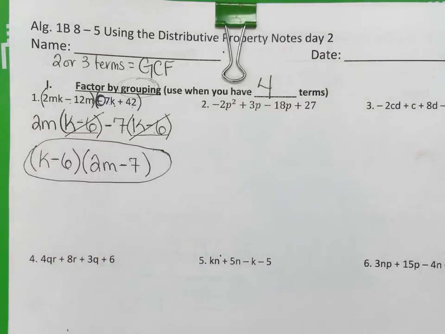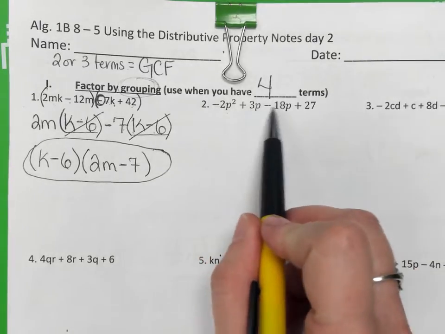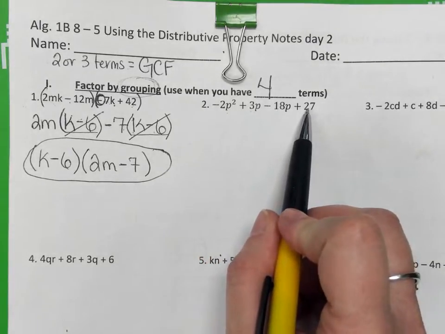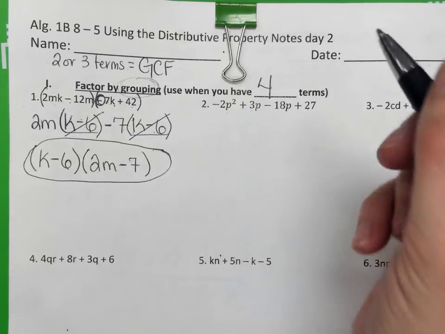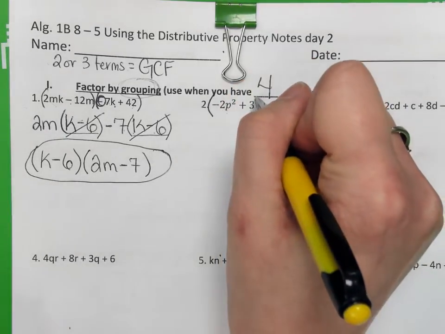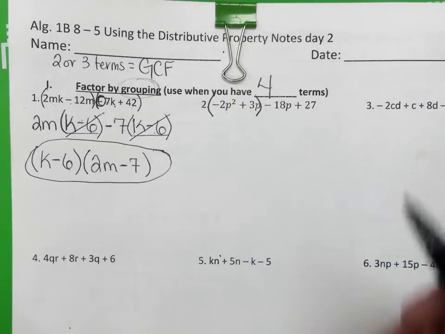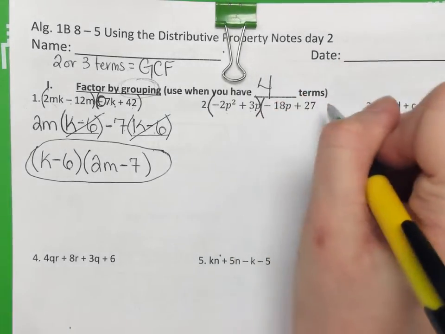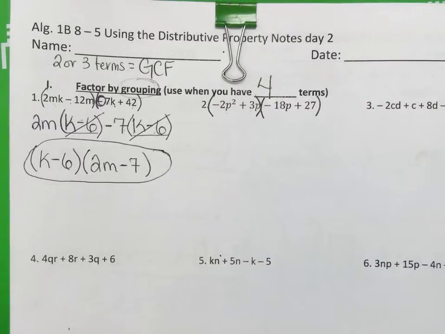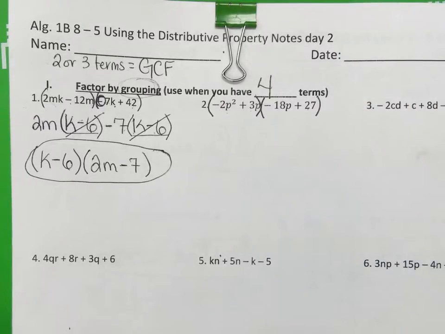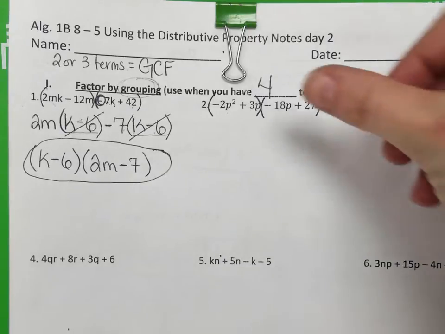Okay, let's do number 2. How many terms does number 2 have? 4. When we have 4 terms, how do we factor? Grouping. All right, around the first 2. Now look, you got to keep that negative, okay? Keep that negative sign with the 18. Are y'all okay? All right, cover this up.